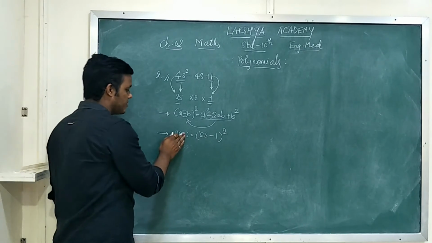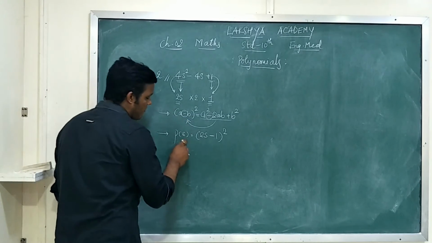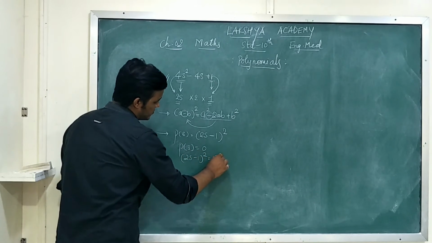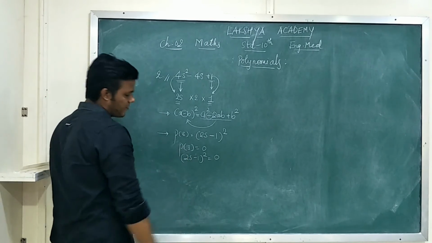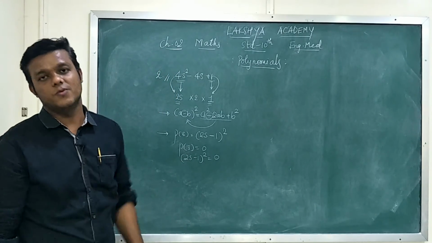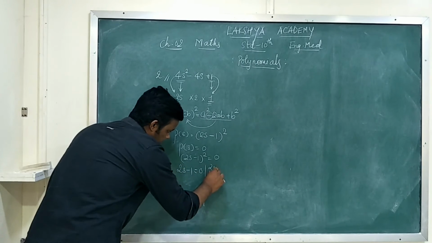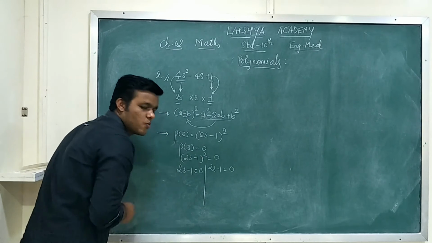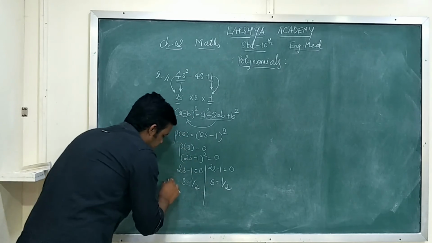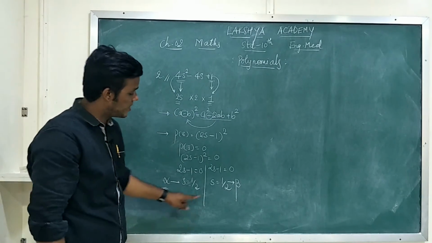Now, what will we do? P of s, because the variable is s. We will take p of s equals 0, which is (2s minus 1) whole square equals 0. And if the square of any number is 0, then that number must be 0. So you can write 2s minus 1 equals 0, 2s minus 1 equals 0, because the square is there. So s will be 1/2 and s will be 1/2. This is our alpha and this is our beta. Here you can see that both the zeros are the same.